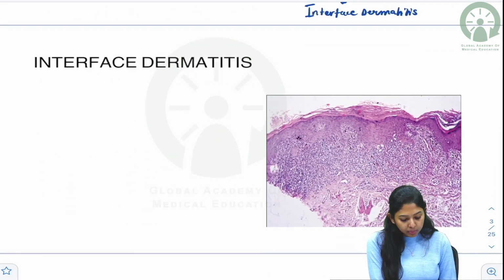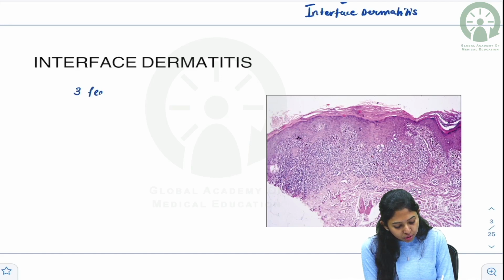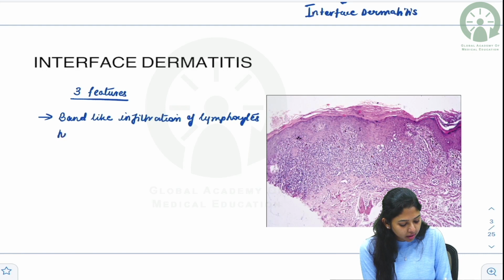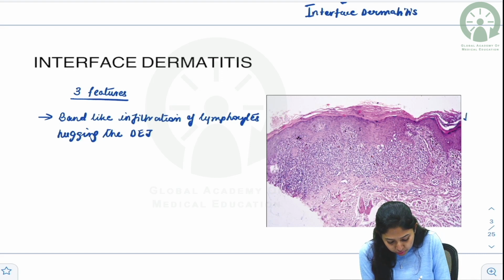Now what is interface dermatitis? Interface dermatitis has three features. Okay, there is a band like infiltration of lymphocytes and inflammatory cells hugging the dermoepidermal junction. Just have a look here. This is the stratum corneum, this is the granular cell layer, this is the spinosum, this is the dermoepidermal junction, right?